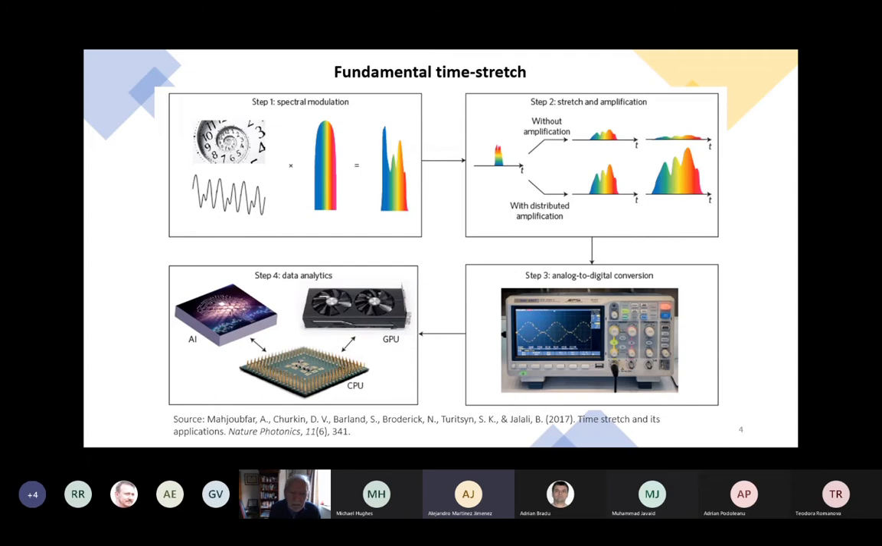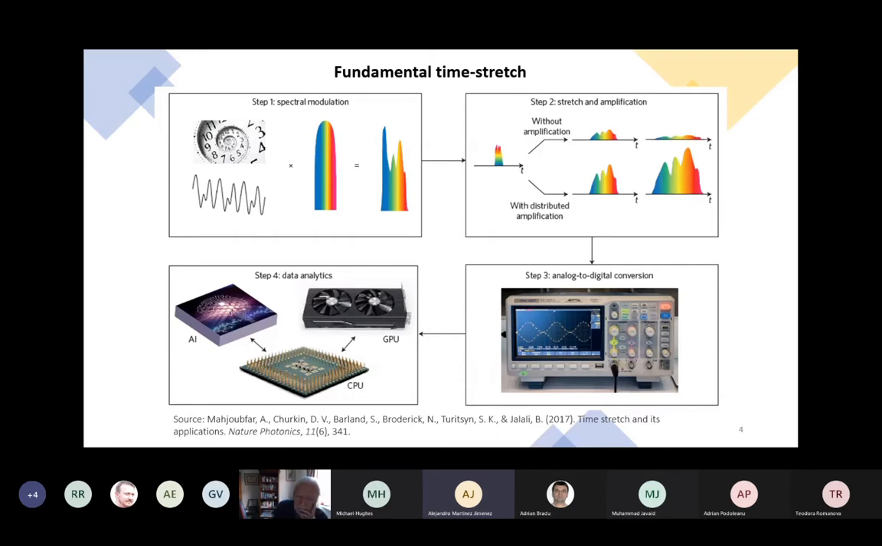In step two, the information residing in the spectrum is structured in time by means of a natural or synthetic dispersive element. A group delay dispersive element splits the spectral components in time, causing the information modulated onto the spectrum to be slowed down. This relaxes the speed requirement of the analog to digital converter and enhances the digital performance.